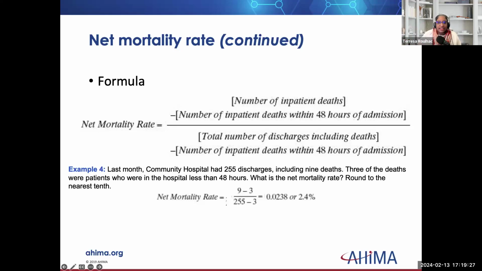It also says, and this is from the book, that excluding deaths within 48 hours in the net mortality rate allows for a more accurate assessment of the hospital's performance by focusing on outcomes influenced by the quality of care provided over a longer period versus 24 hours.